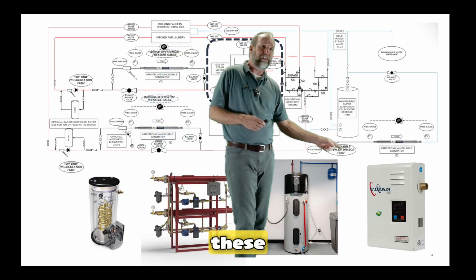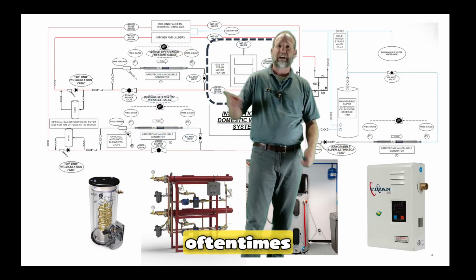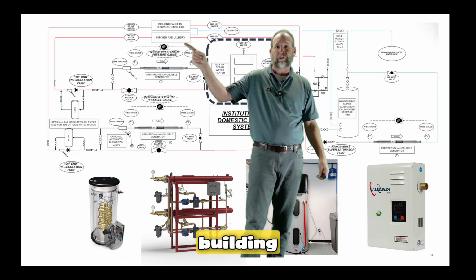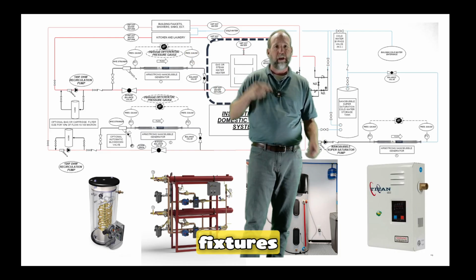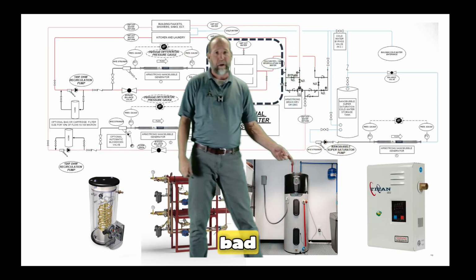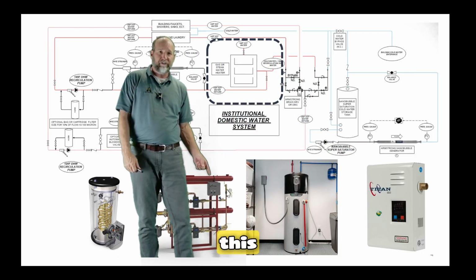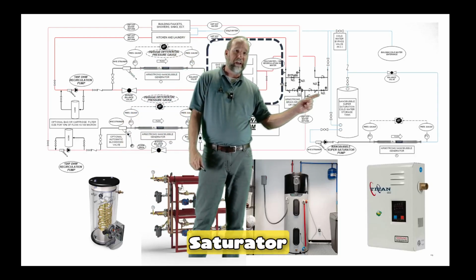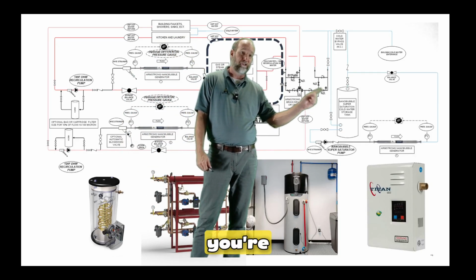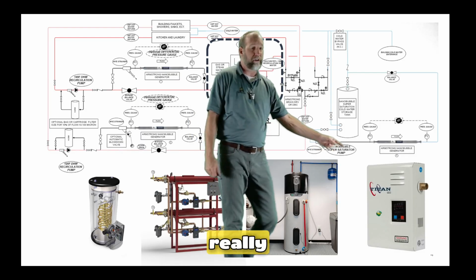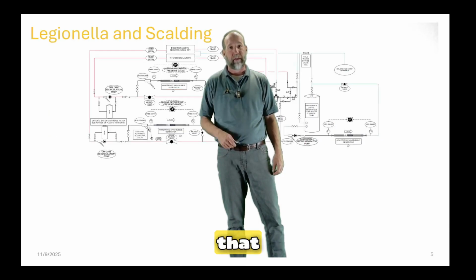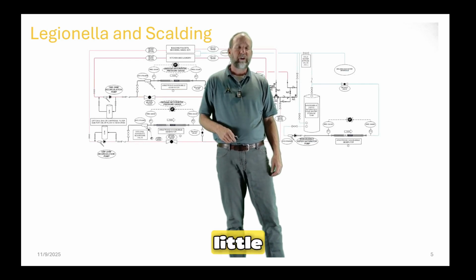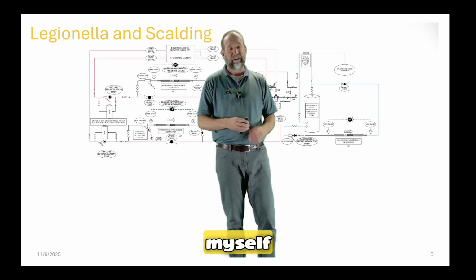But when you have these types of water heaters, which are oftentimes distributed up here in the building, they just take cold water and they make hot water for individual fixtures. These things will scale up just as bad as this one and just as bad as this one. And that's where the super saturator really comes in handy, because you're treating the cold water, which will really help with these types of heaters. And we've got some case studies to show you on that. Let's talk a little bit now. I didn't get ahead of myself, but here we go.